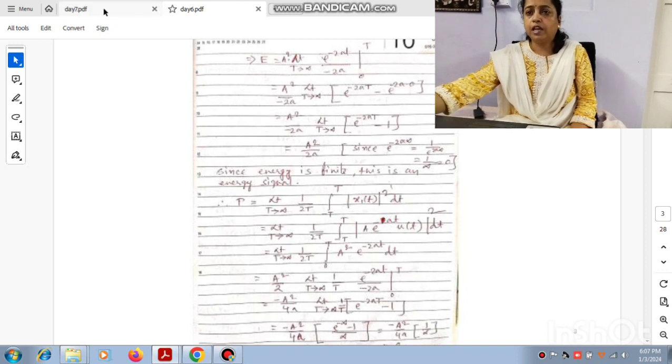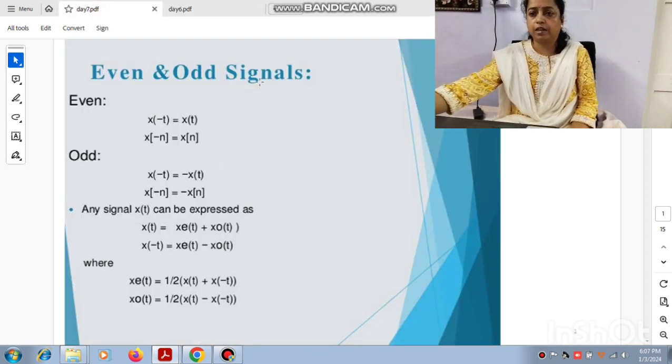Next, coming to the next variety of signal, which is called even and odd signal. When a signal will be called an even signal and when it will be called an odd signal is given here. x of t is the original signal. If x of t and its folded version or time reversed version, that is x of minus t, are both equal, then we call the signal an even signal. If x of t is equal to minus of x of minus t, or we can write x of minus t equal to minus of x of t, then it is called an odd signal. Similarly, the discrete version also can be given using this formula.